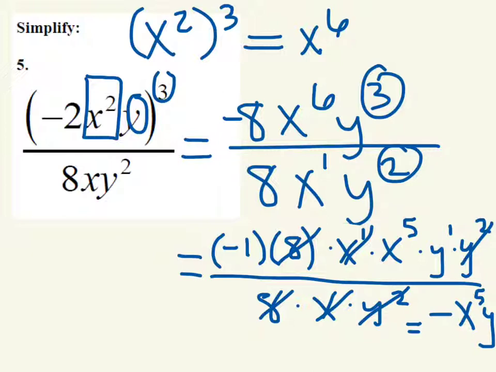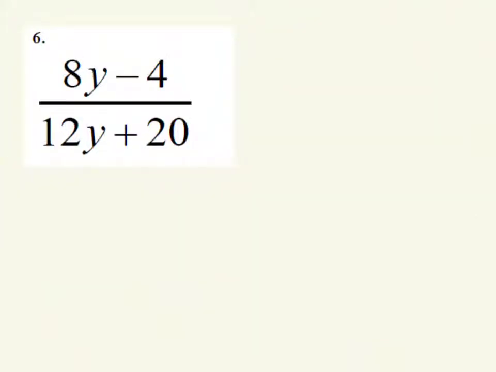Now, the reason I did it this way was so we can understand better how to simplify rational expressions that are polynomials. For example, number 6 here. We have been factoring polynomials lately. So the first thing we should recognize in the numerator is that 8y minus 4 has a common factor of a 4. We take that out by undistributing. So I've got 4 times 2y minus 1.